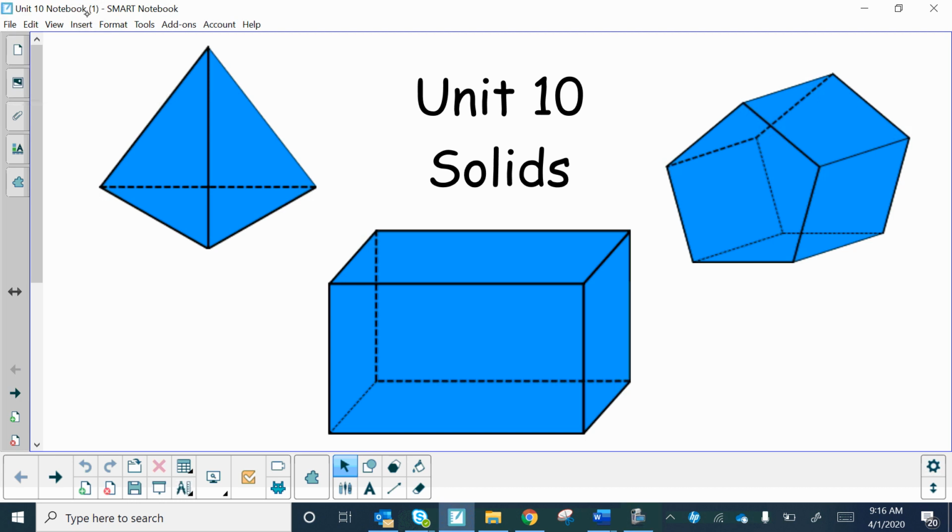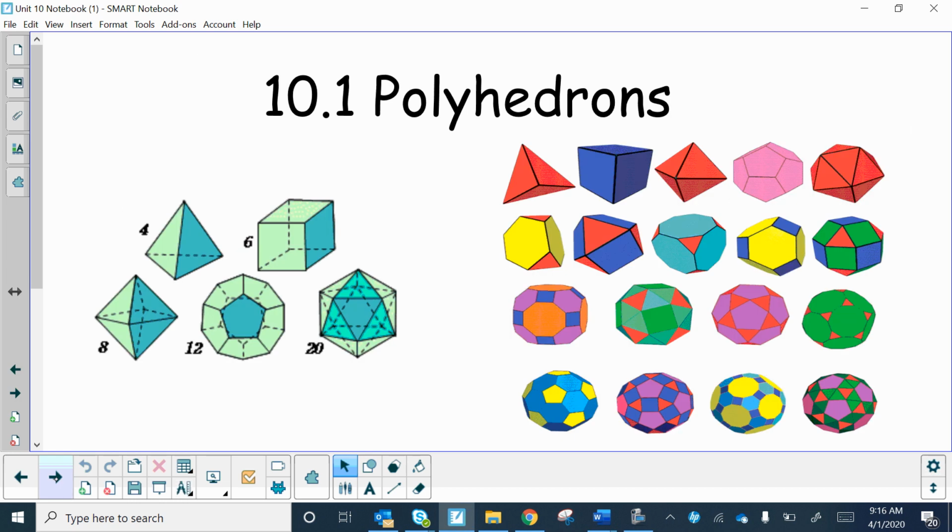All right, guys, we're going to move on to the next unit. This is Unit 10, Solids, 3D figures. The first section we're going to talk about is 10.1, polyhedrons.